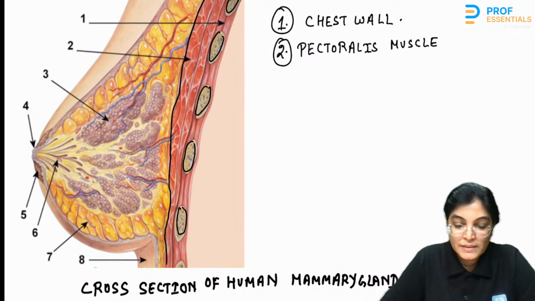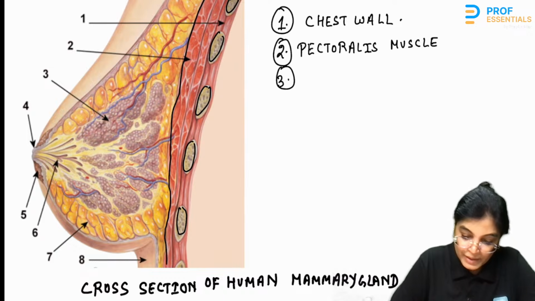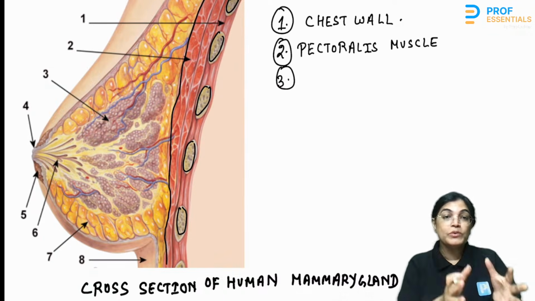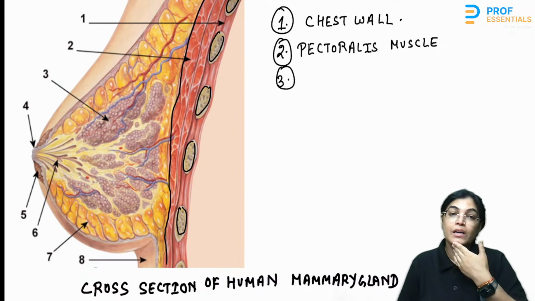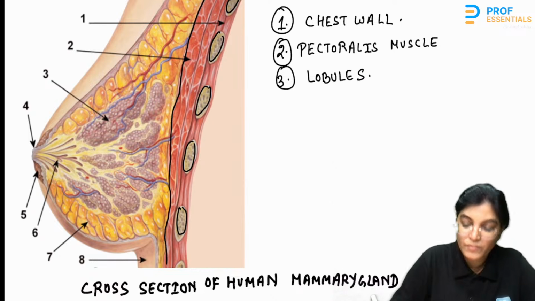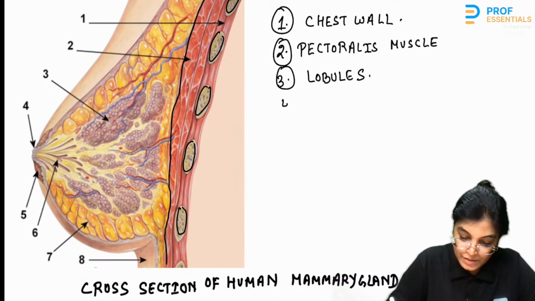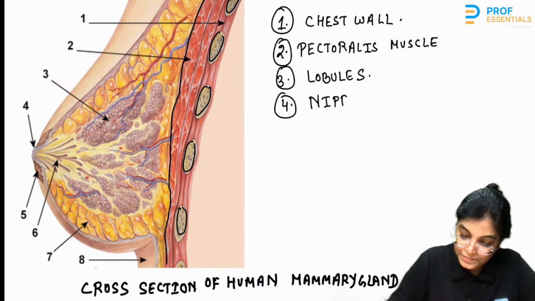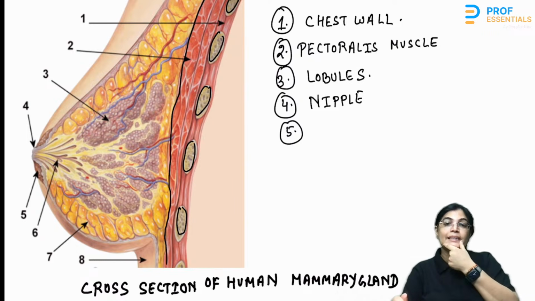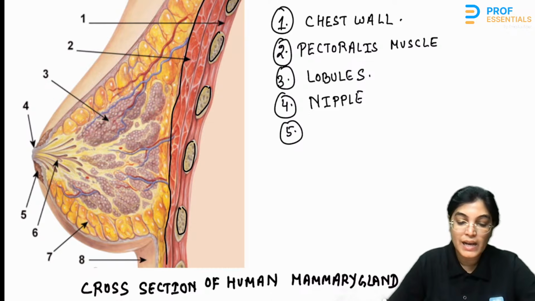Okay. Now coming to the third important identification. You can see these consist of lobules which are converging towards the nipple area. So this is lobules. Okay. Now the fourth area is the nipple. Any guesses for the fifth area? You can see the nipple base is surrounded by a darkened structure of the skin. Any guesses? It is the areola.